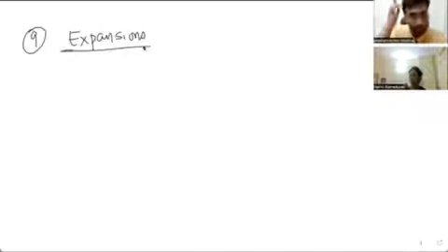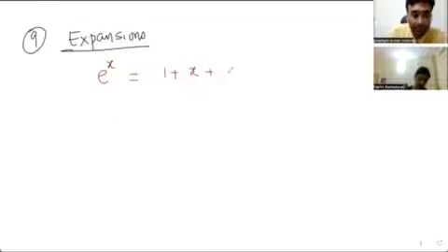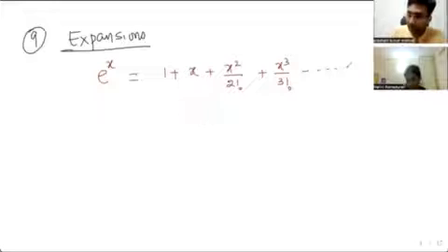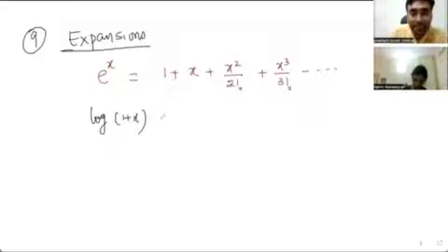Whenever we are learning about the expansion, which expansion do we mean? Like e raised to the power x. That will be 1 plus x plus x squared by factorial 2 plus x cubed by factorial 3 and so on. Understand? Next we have the log of 1 plus x expansion.